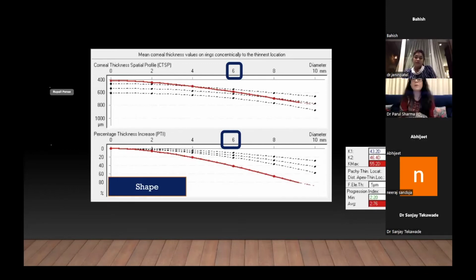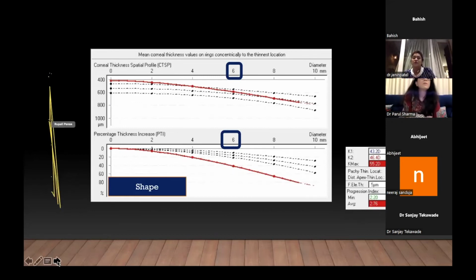Where is the 1.1, Jenin? Where the 2.6 is, it's flagged here. The average progression index. This average is something that's very, very important, so the machine is anyway highlighting it. If it is normal, it will be white. If it is suspicious, it's yellow. If it is abnormal, it gives you the red.